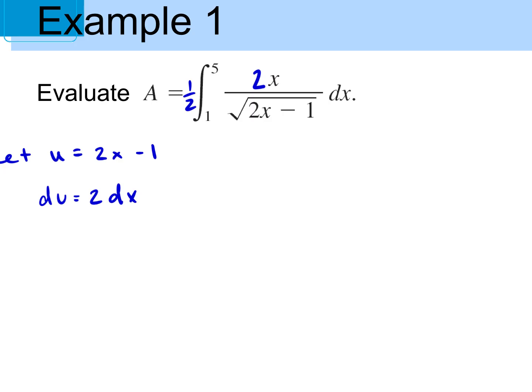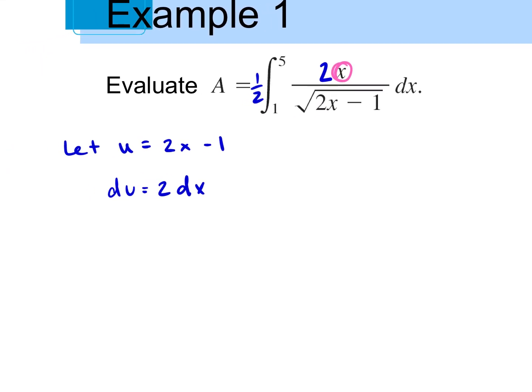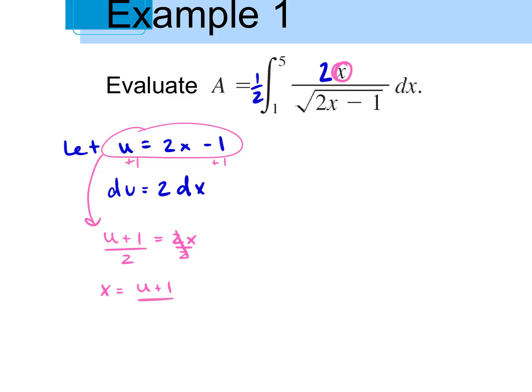But since I have that extra x here, what do I have to do to find what's going to go into x? We need to find what x equals. So I'm going to take my equation here and solve for x. So I'm going to add 1 to both sides. So we get u plus 1 is equal to 2x. And then divide by 2. So we get x equals u plus 1 over 2.